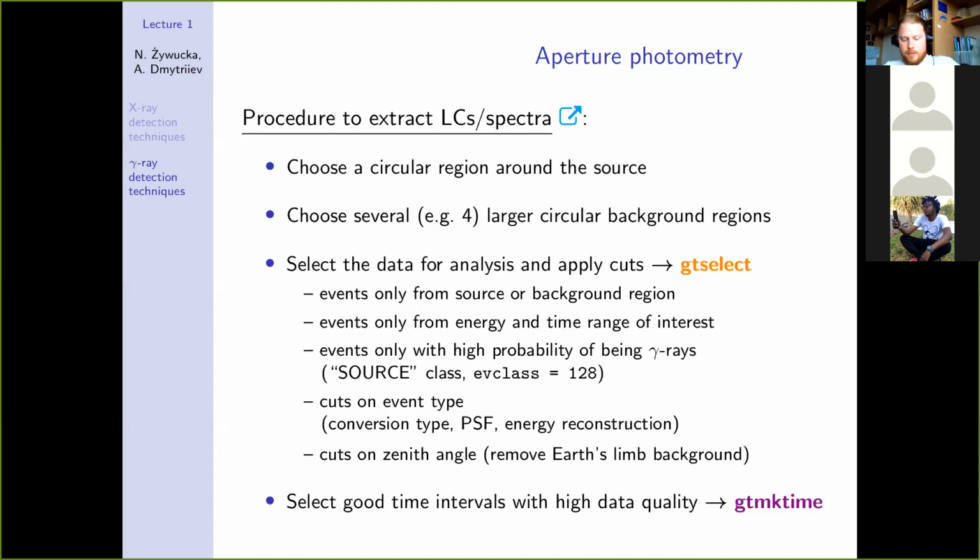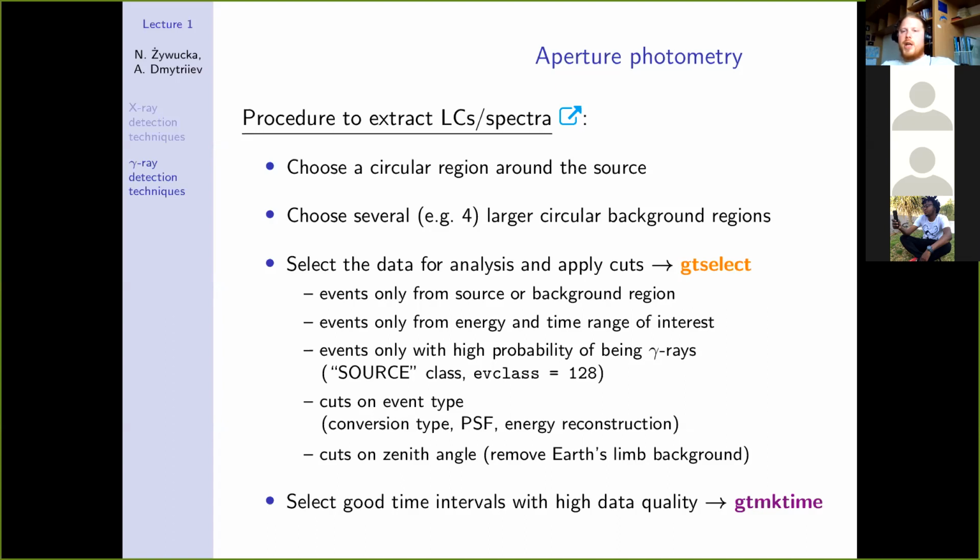Misclassified events are assigned a different... Each time you reconstruct an event, there is a kind of event quality, a probability of being a gamma ray. So the events which are misclassified have a lower probability of being gamma rays, because of the shape of the shower. How is it measured?